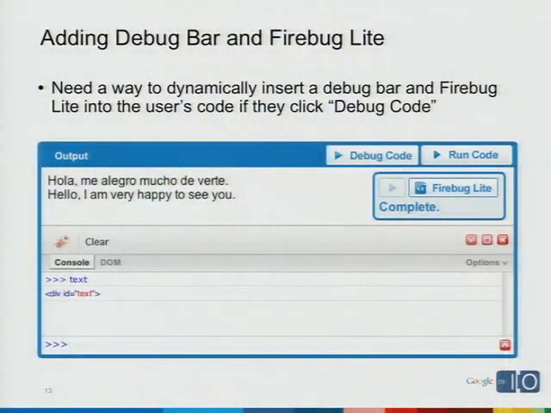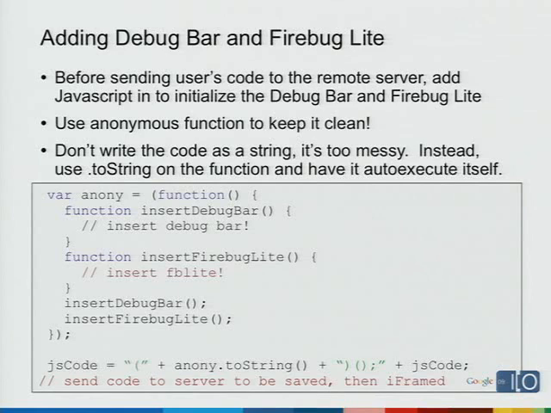So let's talk about adding the debug bar and Firebug light into the output. This was an interesting problem because I wanted to add my code and my interface into code that you guys are writing. So I don't know what you guys are writing, but I don't want to conflict with it. So what I did was use some of the tricks that I was showing back when I was explaining the JavaScript stuff. I used an anonymous function to hide all of my code. You can see here I have a variable that I'm setting equal to this anonymous function with all of my code that's going to insert the debug bar and insert Firebug light.